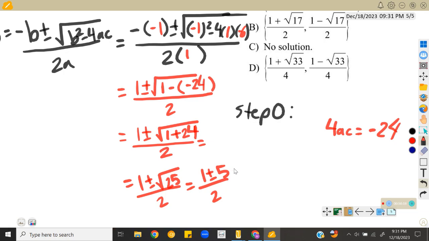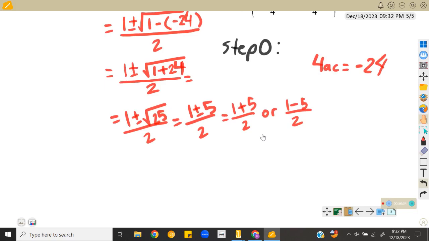Okay, and that's over 2. So we have 2 possible values that we get, right? We would get (1 plus 5) over 2, or (1 minus 5) over 2. Okay, it could be up to you how you want to make this work look. You can keep working horizontally or vertically, either way. Just organize your work, fit it somewhere.